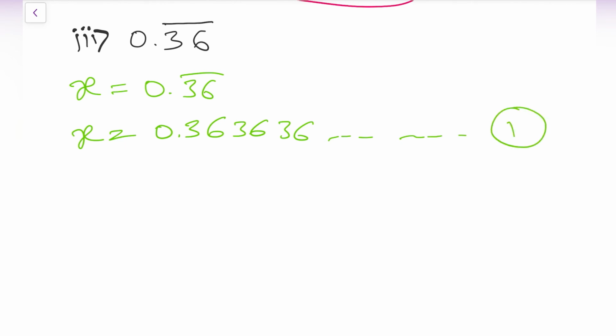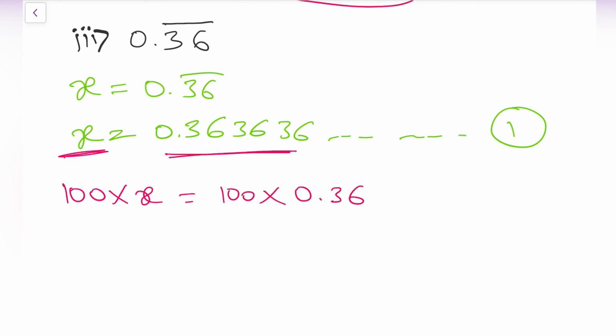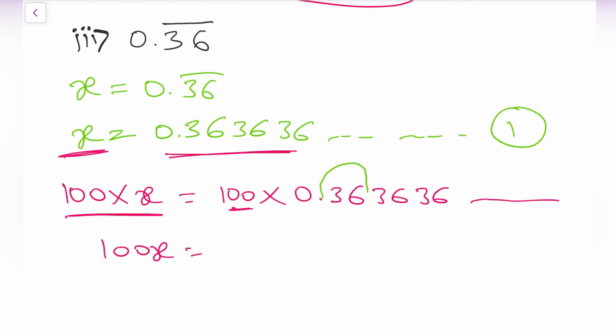Now after the decimal two digits are repeating, so multiply with 100. X I am multiplying with 100. 100 into x is equal to, this total RHS also I am multiplying with 100. 100 into 0.363636 and so on. 100 into x, 100x is equal to, here I am multiplying with 2 zeros, the decimal will move 2 digits to the right side, then it will become 36.363636 and so on. This is equation number 2.